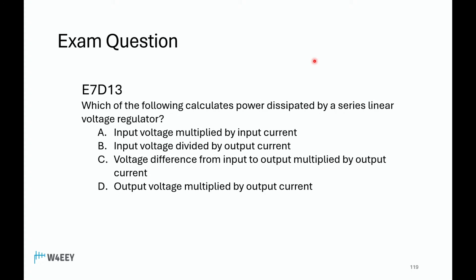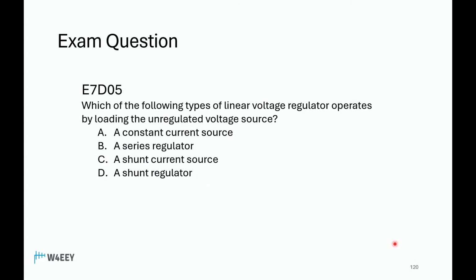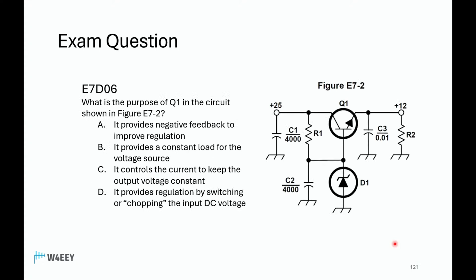Which of the following calculates power dissipated by a series linear voltage regulator? Charlie. It is Charlie. Good. We changed how we presented that to help people get it. Which of the following types of linear voltage regulator operates by loading the unregulated voltage source? That's the shunt. This is the oddball and the only question that relates to that, delta.